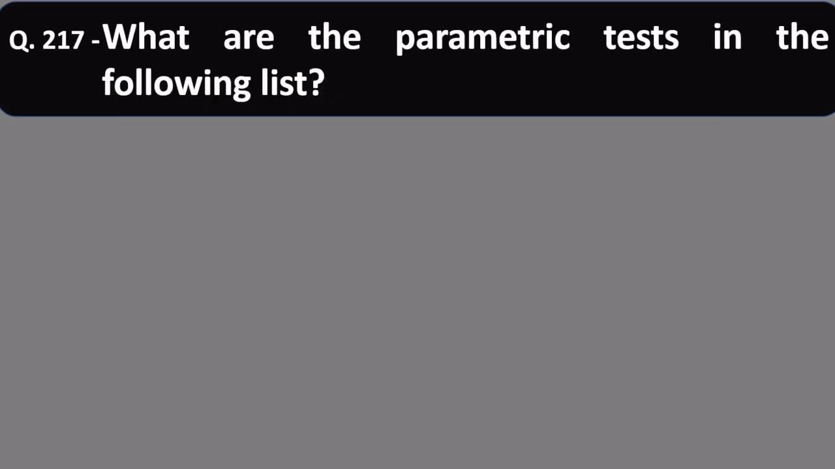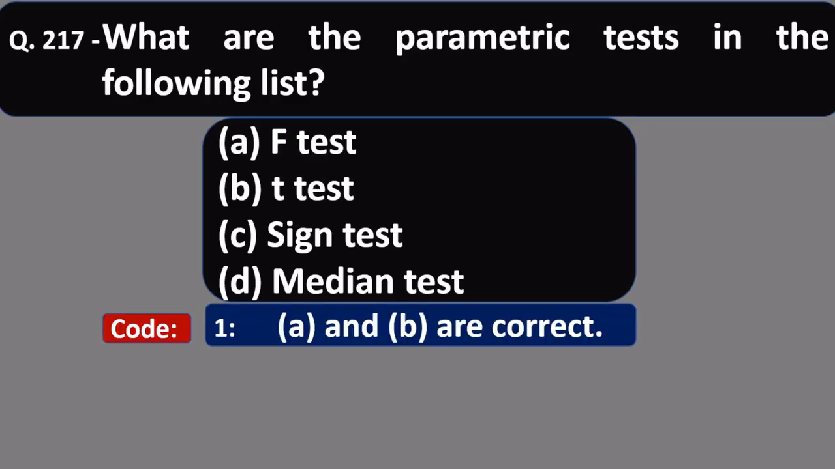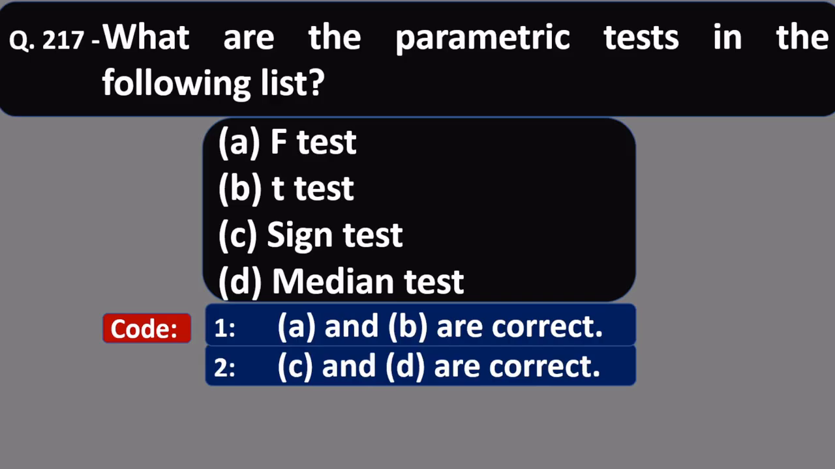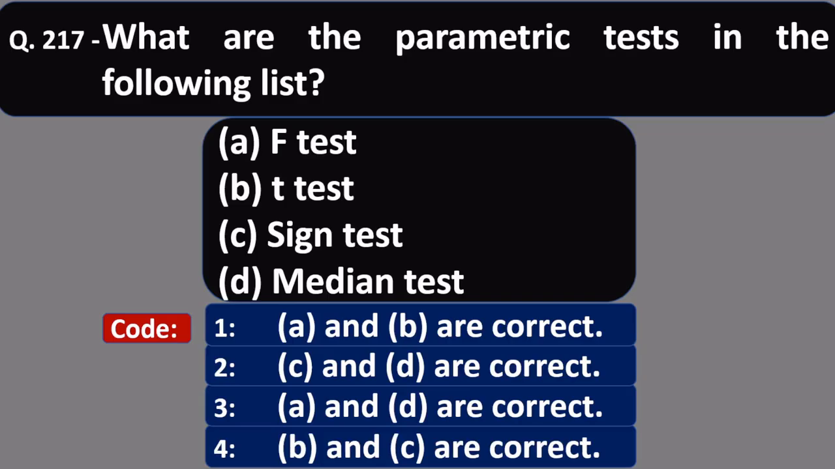What are the parametric tests in the following list? See in the list. A, F test, B, T test, C, sign test, D, median test. And the options are A and B are correct, C and D are correct, A and D are correct, B and C are correct. Friends, here F test and T test, only 2 are parametric tests. So option number 1, A and B are correct. Sign test and median test are non-parametric.